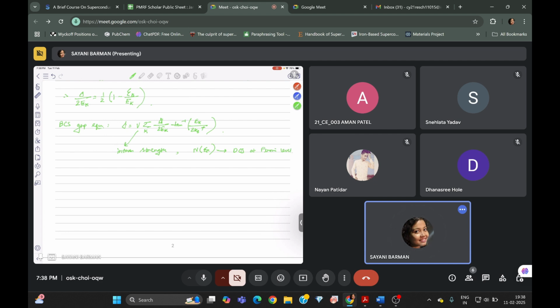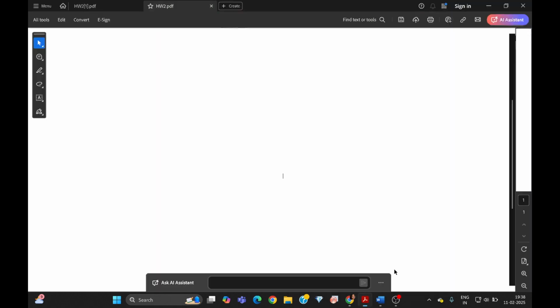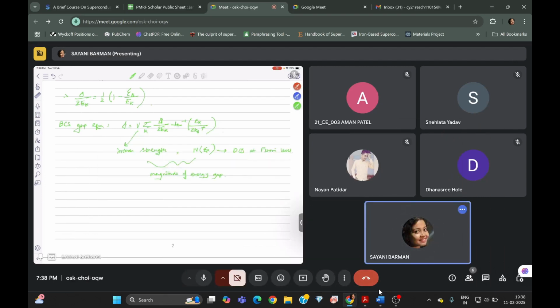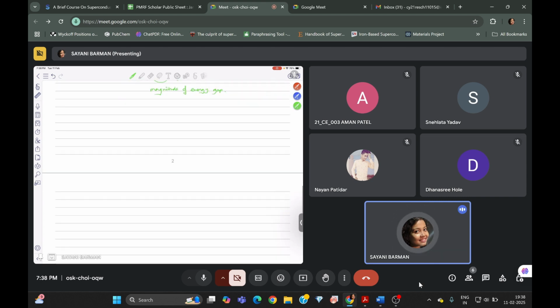So this too determines the magnitude of the energy gap. If you want to do it at lower temperature, at zero temperature, from here also you can do it. But that's not in the question, so we won't go there.